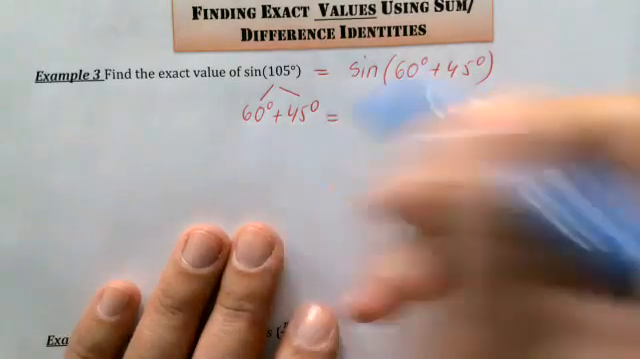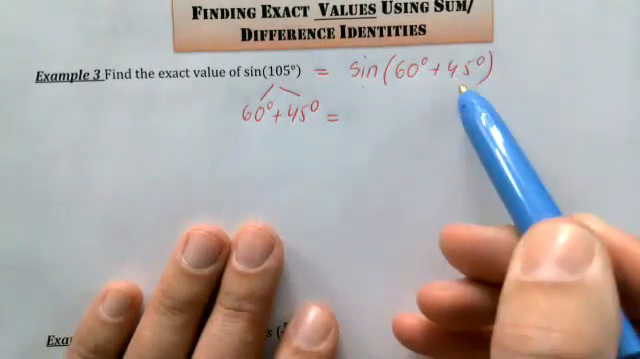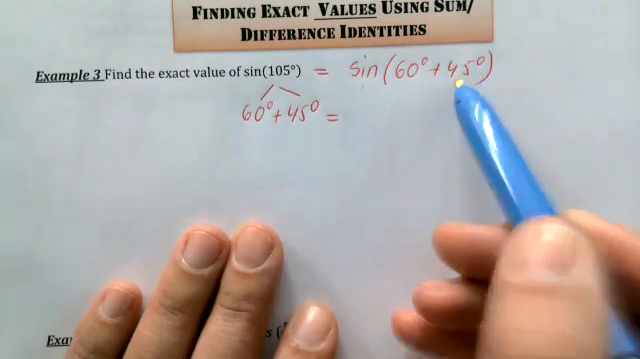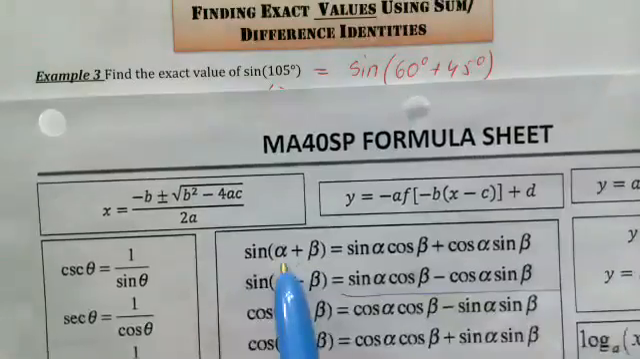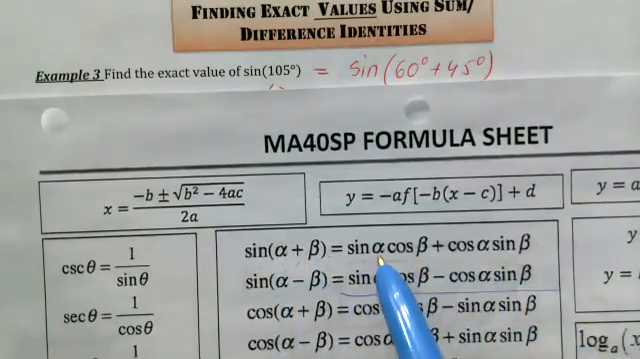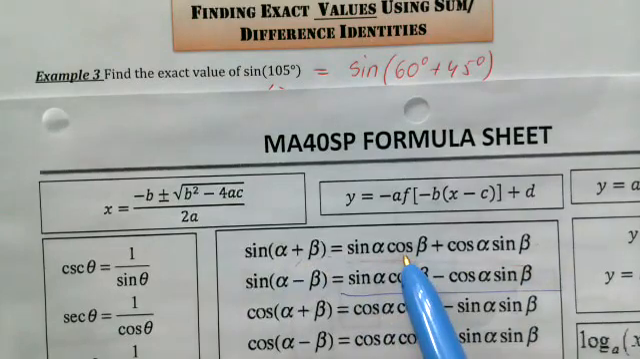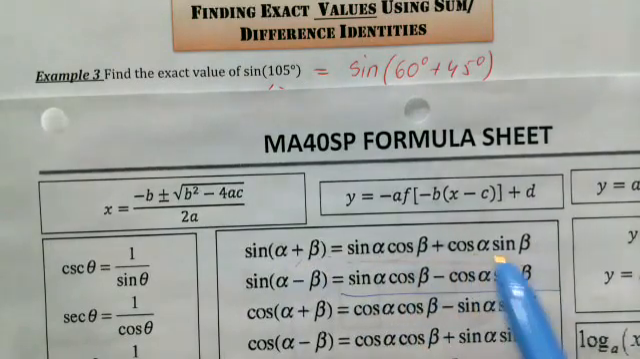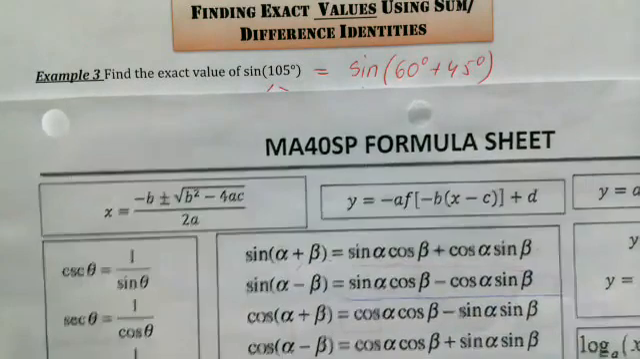So now you say, okay, it's sine of a sum, right? Of an addition. What do you do? You go to your formula sheet and say, okay, I have sine of a sum. What's the expansion? That one. Sine of the first times cosine of the second plus cosine of the first, sine of the second.